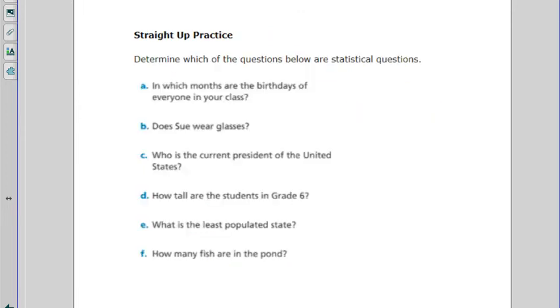All right, here's some straight up practice. I'd like you to go through these questions, A through F, and write down a yes or a no, depending on whether you think they're statistical questions. If you think they're statistical, more than one answer, write a yes. If you think, nope, only one possible answer, write a no.